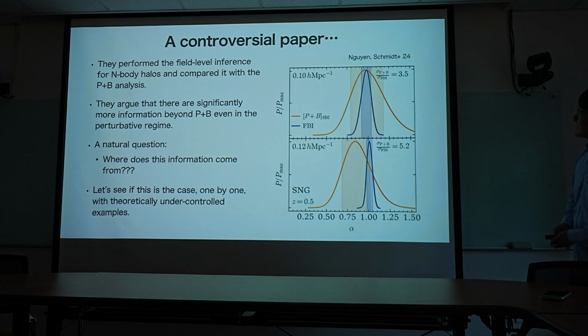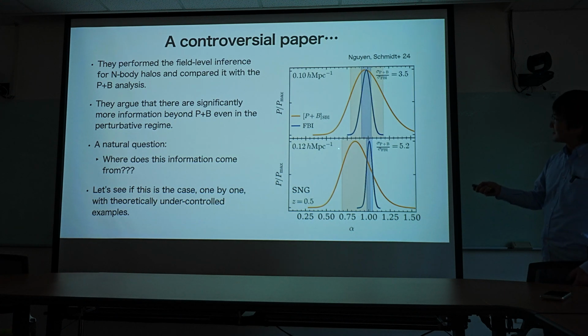What they claimed is that even though they are working in the perturbative regime, meaning perturbation theory still works, and this 0.1 or 0.12 is some wave number, they found a significant improvement over P plus B when doing it at the field level. If this is true, we all have to work on the field level, because the improvement factor is 3 or 5. Think of the amount of budget we would need to get this improvement with conventional methods.